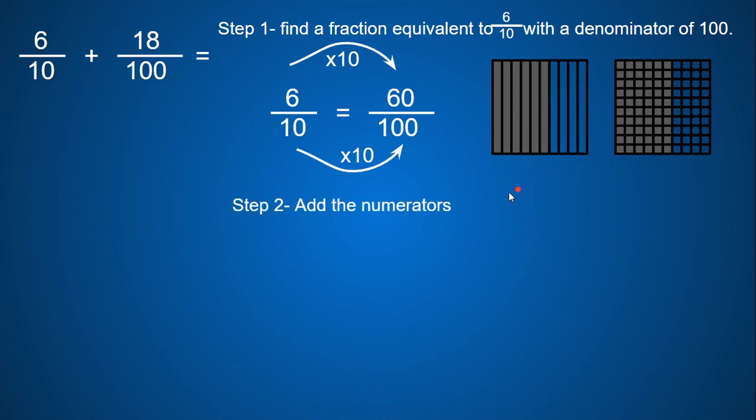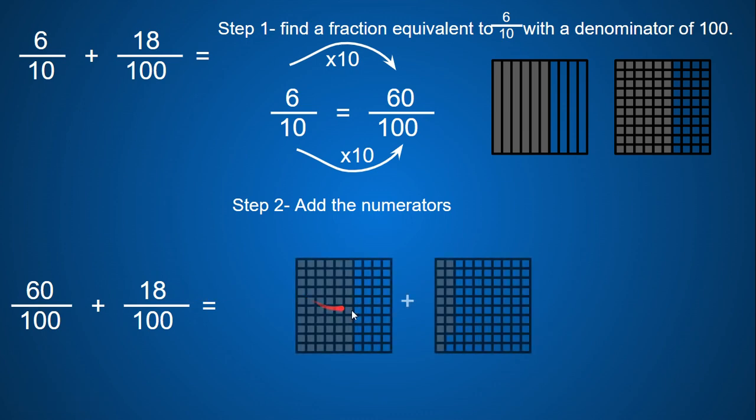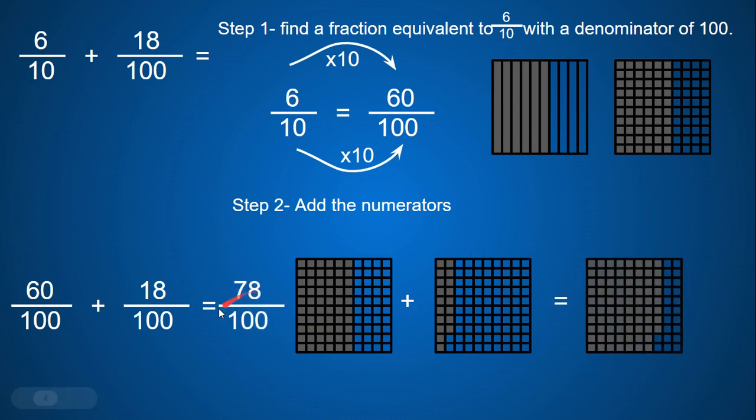Now to add these, I'm going to add just the numerators. I do not need to add the denominators. So here's a model showing the parts that will be added. So I'll add this 60 hundredths to this 18 hundredths. And when I do that, I end up with 78 hundredths because 60 plus 18 gives me 78.